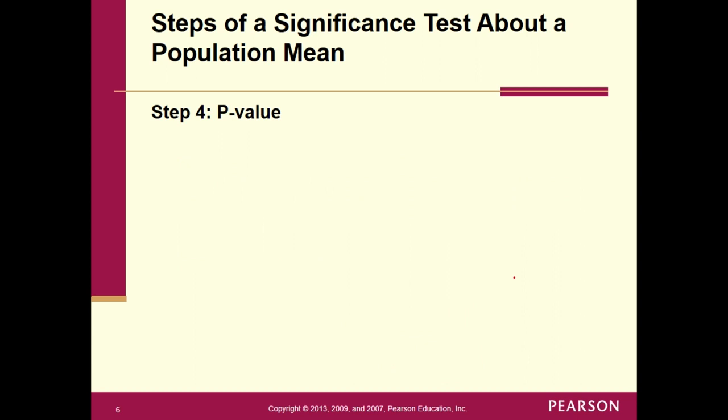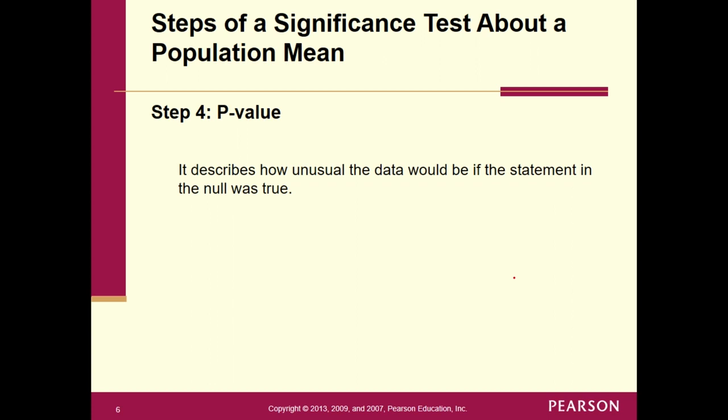Step 4, calculating that probability value, or that p-value. It describes how unusual the data would be if the statement in the null was true. So no different definition than before. Since we're using the t-distribution, we need degrees of freedom, and the degrees of freedom is still n minus 1.